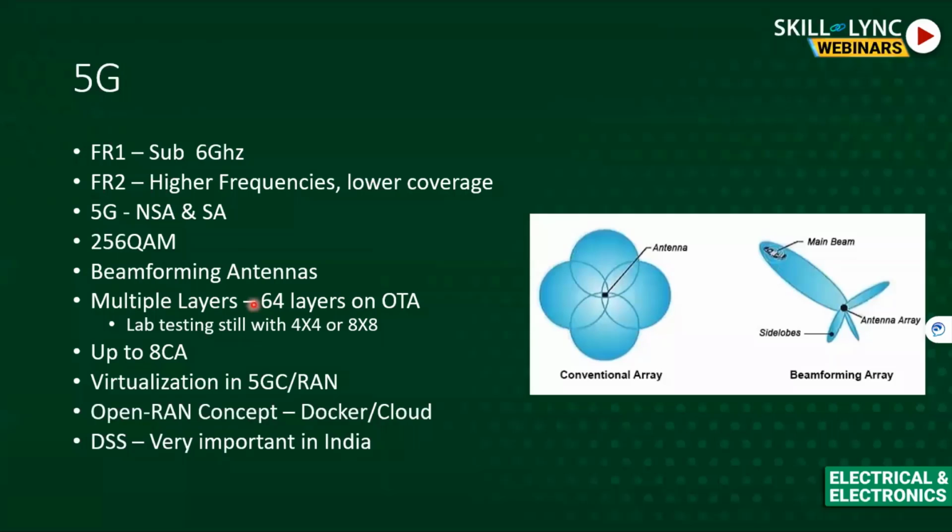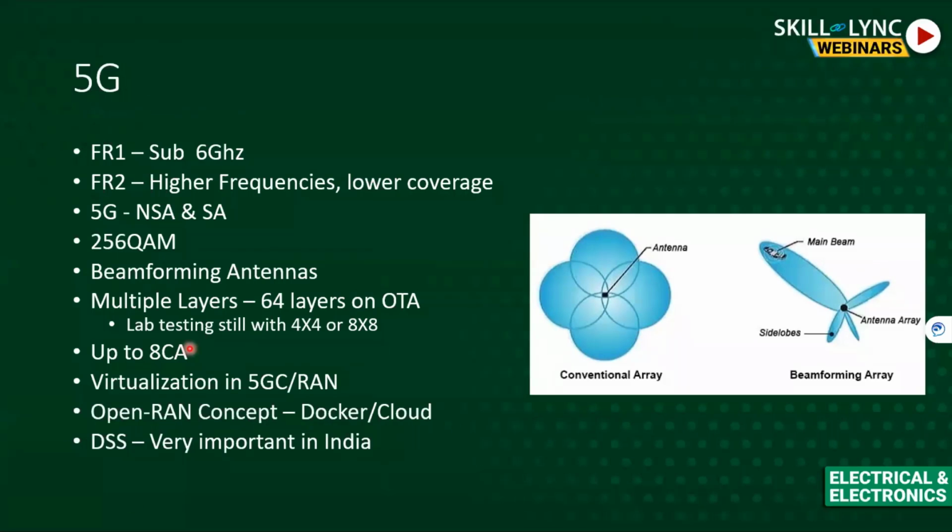And then these multiple layers, as we talked about, up to 64 layers over the air. In the lab testing, we normally stick to 4x4 or 8x8. Some customers also have patch panels configured, and then they can go up to 16x16. But again, it's better if we do multiple layers over the air. That's when you get the best benefit out of 5G.